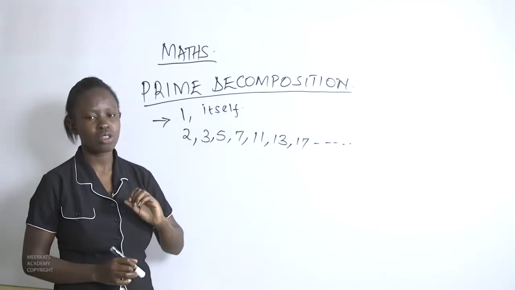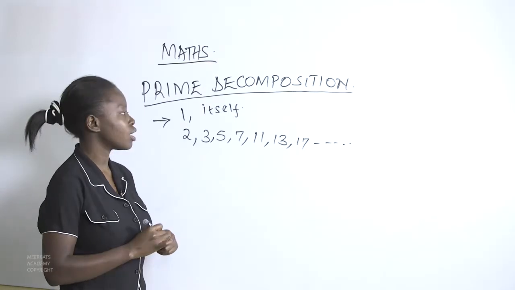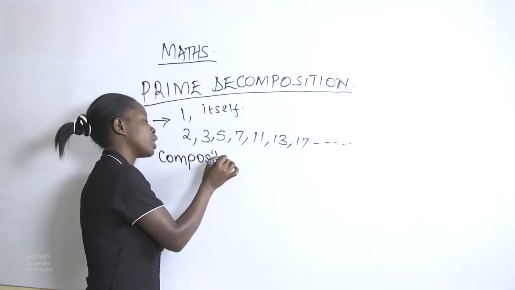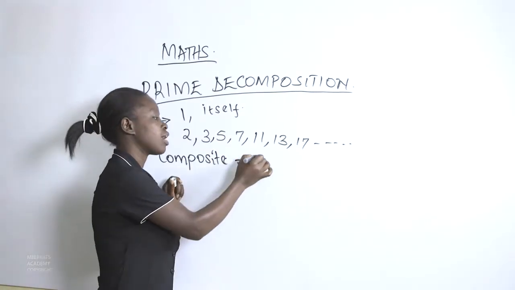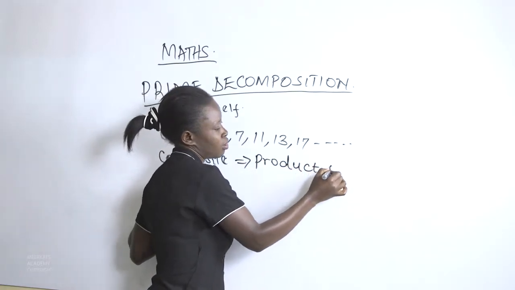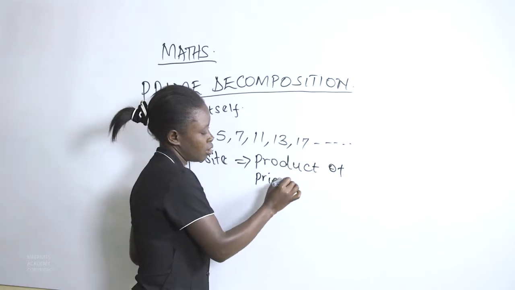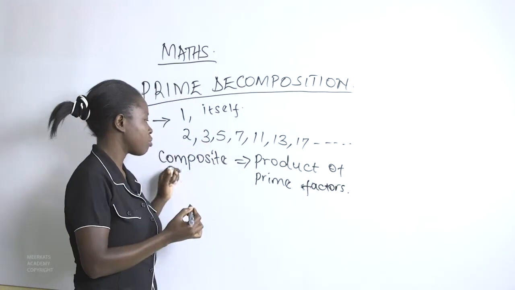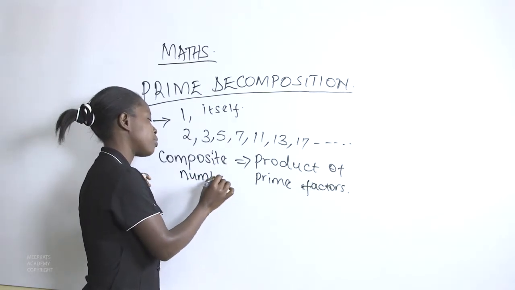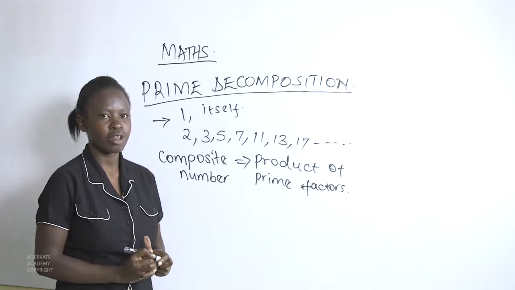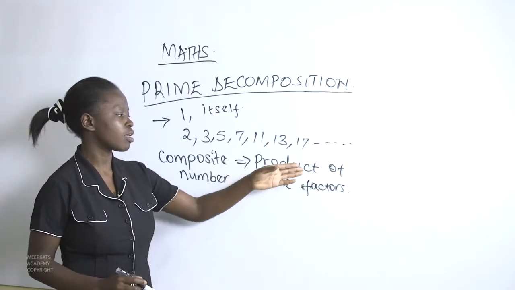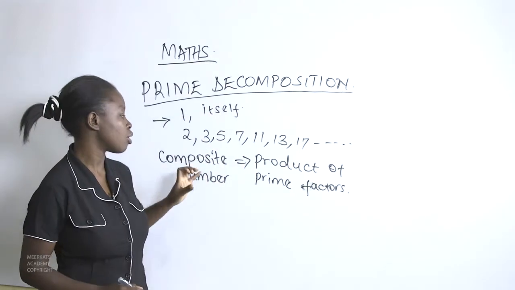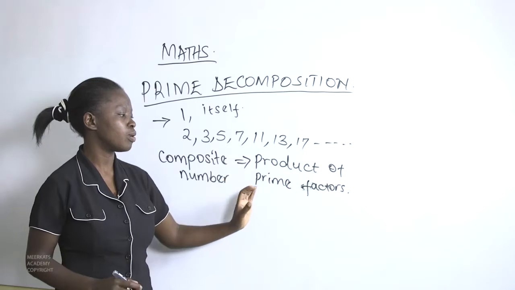With prime decomposition, what we are simply doing is expressing a composite number as a product of its prime factors. When a composite number is expressed as a product of its prime factors, what we have done is prime decomposition.